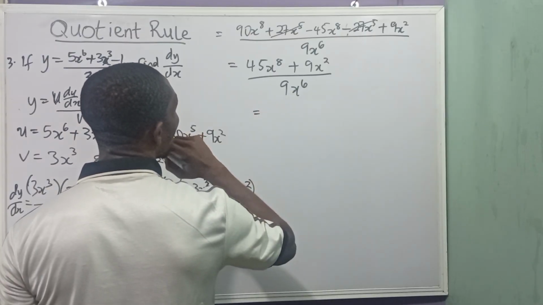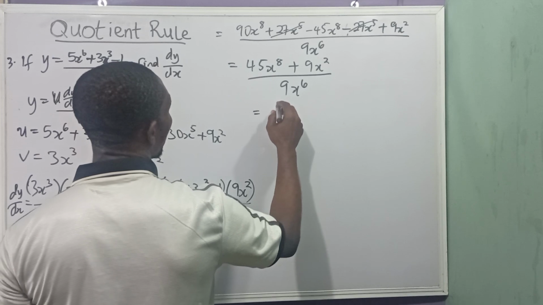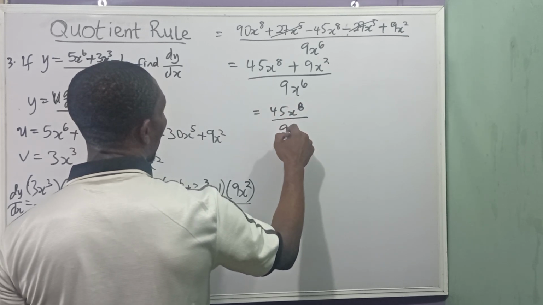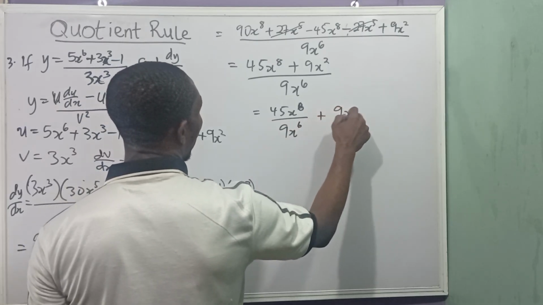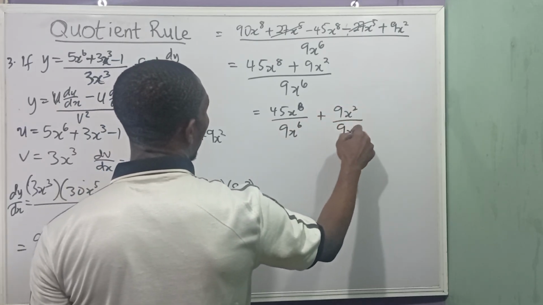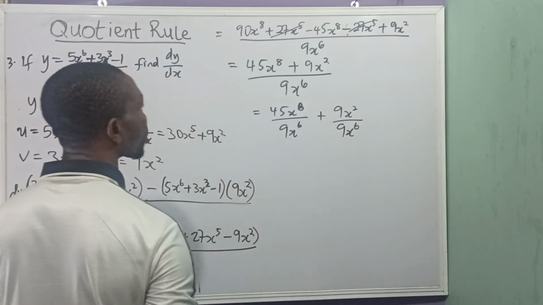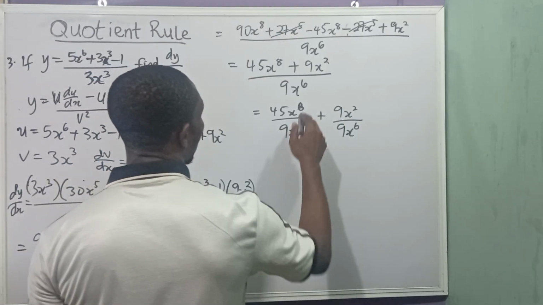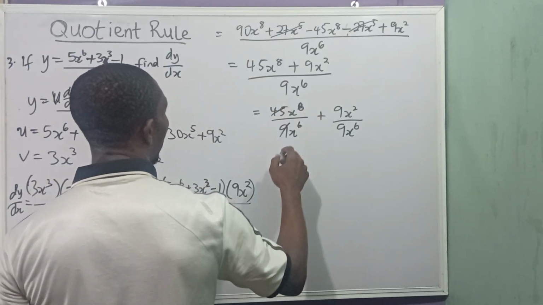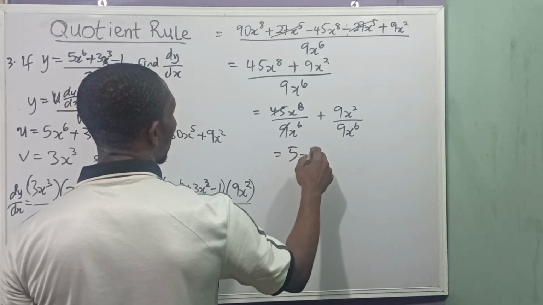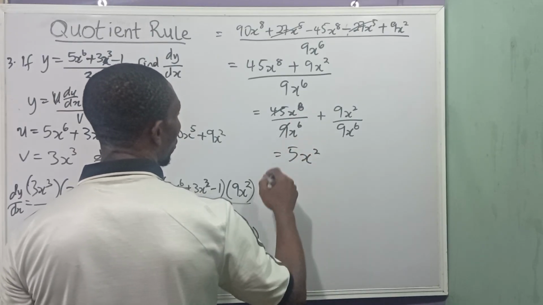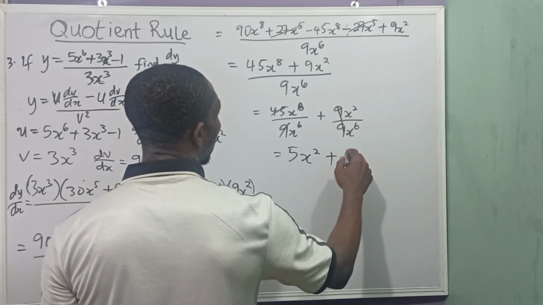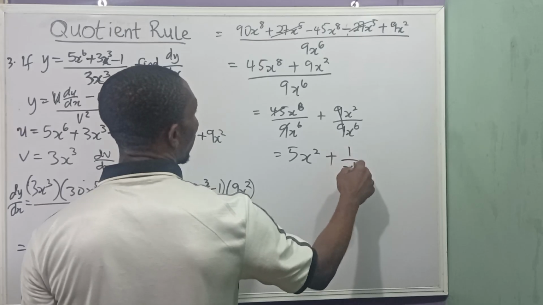Now, since the denominator is shareable to both of them, we can simply share it and say this to be 45x raised to the power 8 all over 9x raised to the power 6, plus 9x squared all over 9x raised to the power 6. Okay, so from here, 9 over 9 gives 1, 5x raised to 8 minus 6 will give us 5x squared, plus 9 will cancel 9 to leave us with 1 over x raised to the power 4.